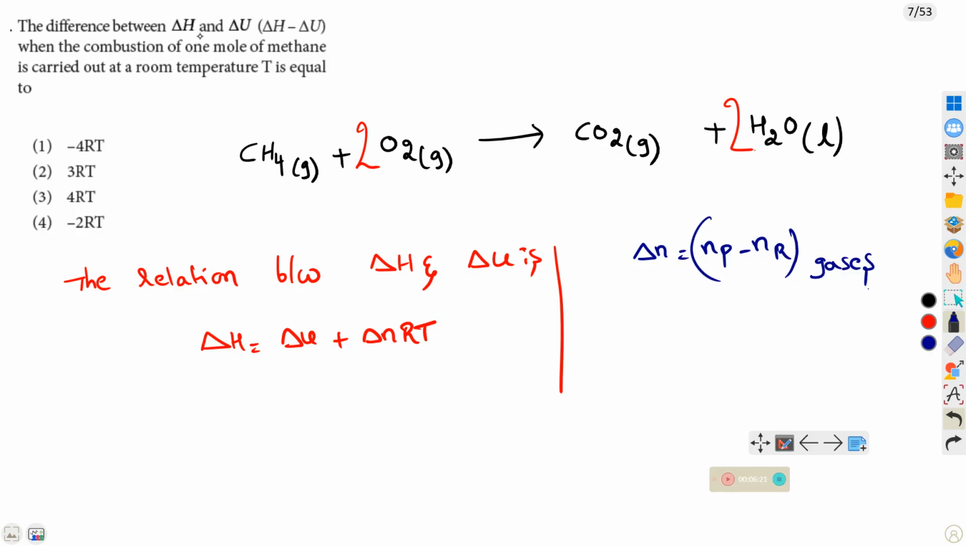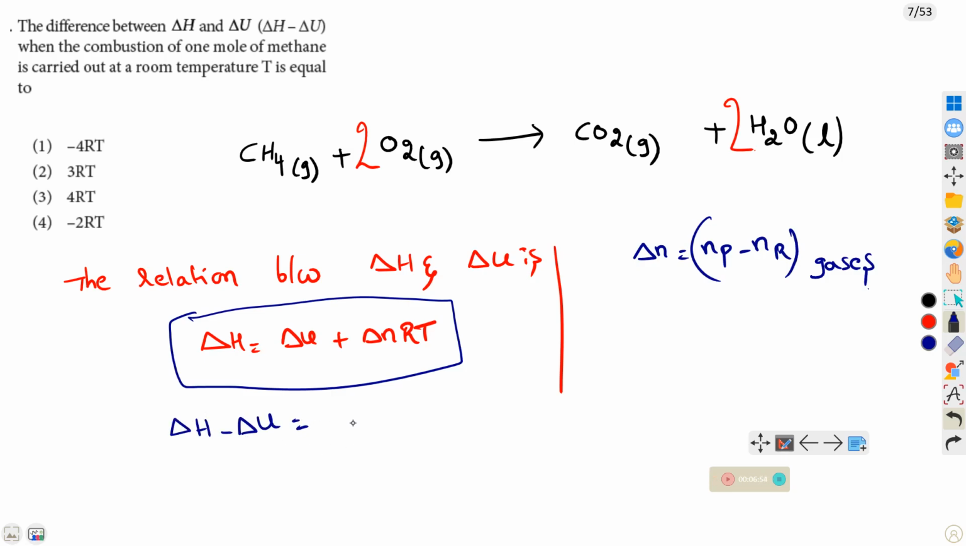The difference between delta H and delta U, when the combustion of 1 mole of methane is carried out at room temperature T. Methane is a hydrocarbon. Hydrocarbons undergo complete combustion, then give CO2 and H2O. Relation between delta H and delta U is delta H equals delta U plus delta nRT. Here the question is related to the difference between enthalpy and internal energy. The difference is equal to delta nRT.